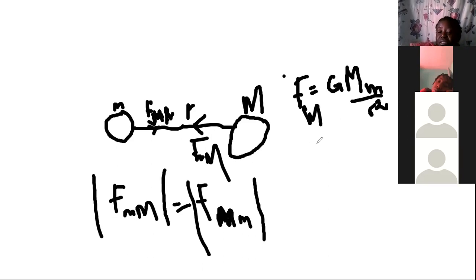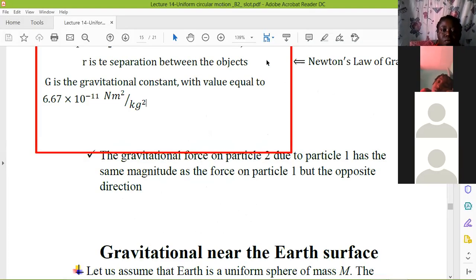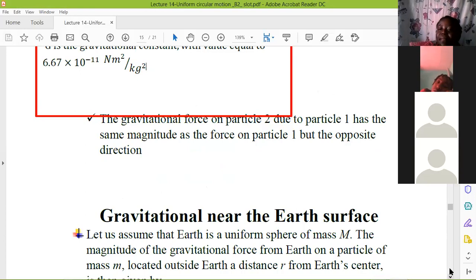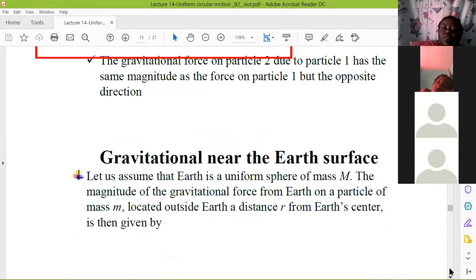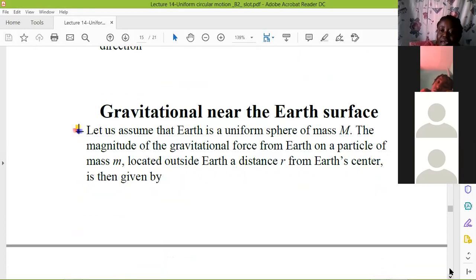You can see that the directions are opposite, but the same in magnitude. Okay, so that is what we have there. Now, what happens when the force is near the surface?